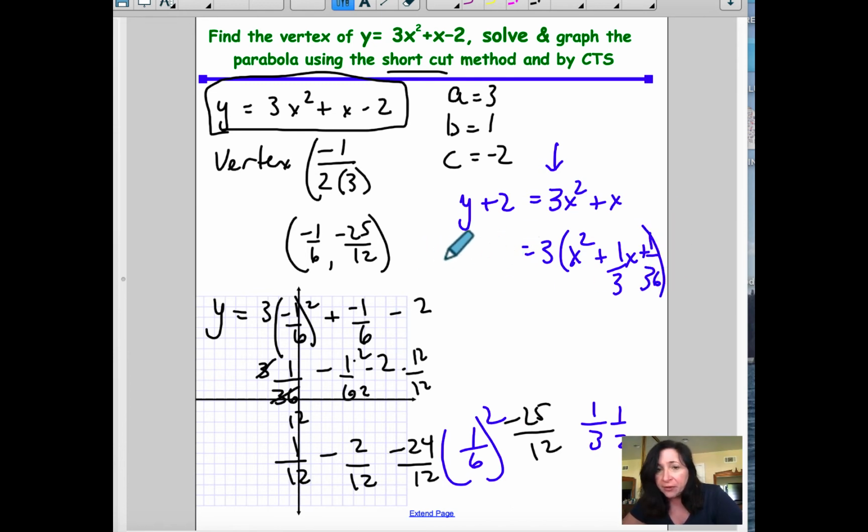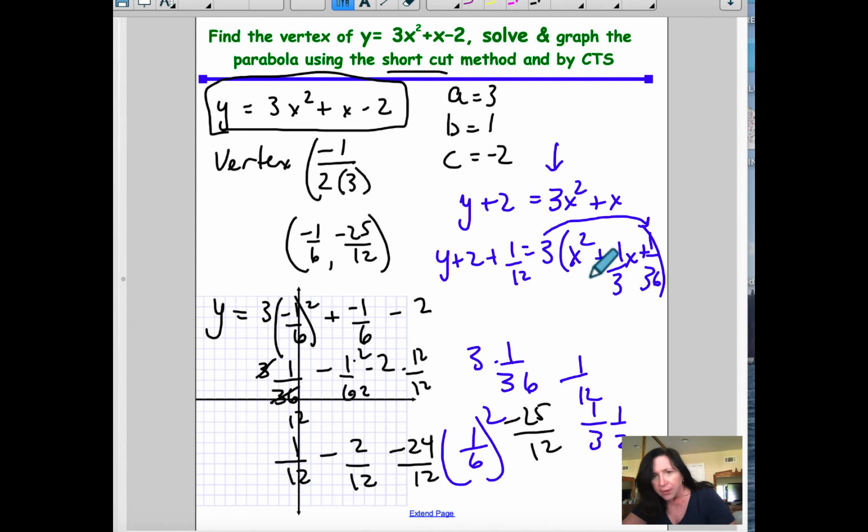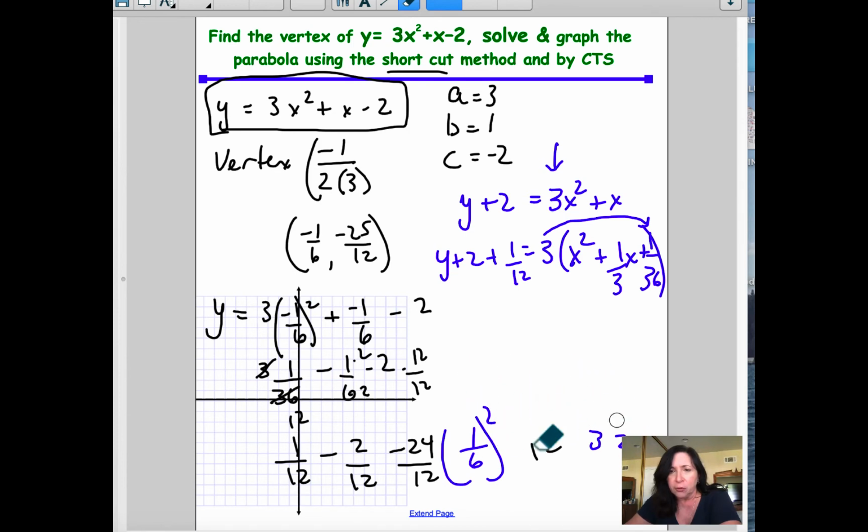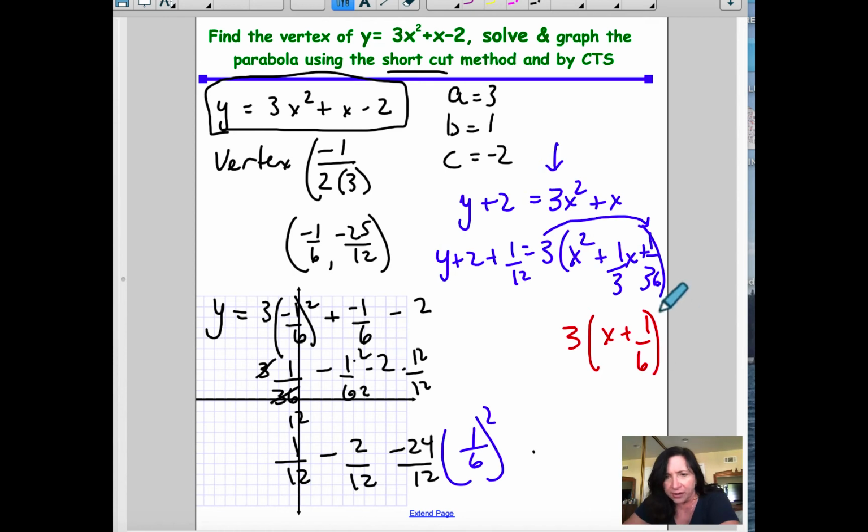And on the left, I've got y plus 2 plus. Now remember, it's not 1 over 36 because see this 3? You have to actually multiply that back in. So that's 3 times 1 over 36, which is 1 over 12. So I'm adding 1 over 12. Now, on the right, I'm going to erase some of this stuff because it's getting a little cramped. And so on the right-hand side, I have 3 times the quantity, x plus 1 over 6 quantity squared.